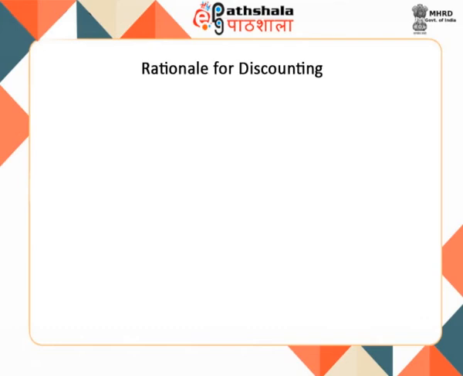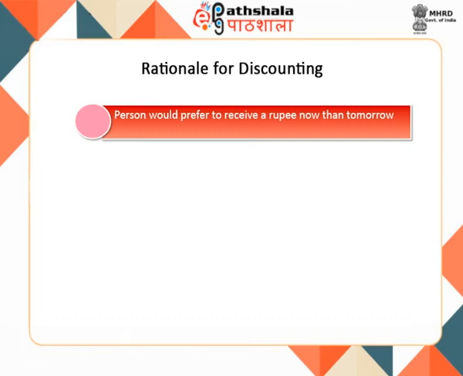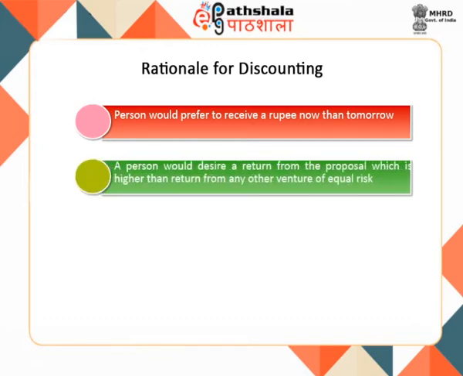Let us now discuss the rationale for discounting. The first justification for discounting future flows is that, in general, a person would prefer to receive a rupee now rather than tomorrow. Another justification is that, while assessing a proposal, a person would desire a return from the proposal which is higher than return from any other venture of equal risk. Discounting determines the net benefit or cost over and above the return from other ventures of equal risk.